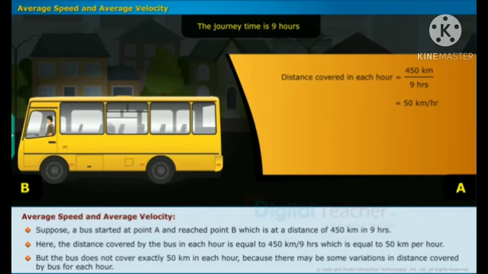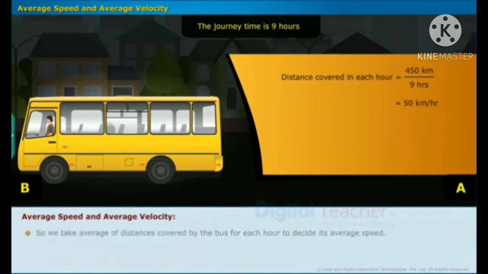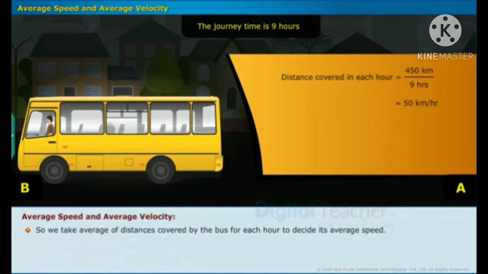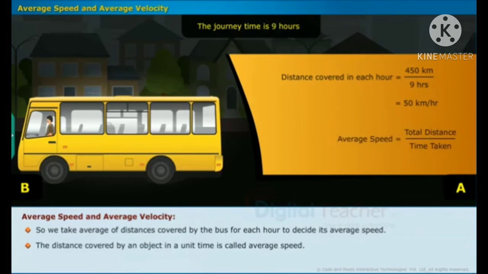But the bus does not cover exactly 50 kilometers in each hour, because there may be some variations in distance covered by the bus for each hour. So we take the average of distances covered by the bus for each hour to decide its average speed. The distance covered by an object in a unit time is called average speed.